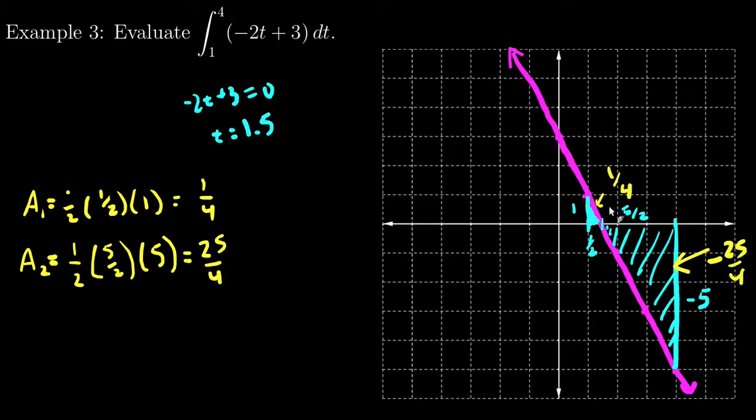And so to find the total signed area, I just add them up. 1/4 plus a negative 25 over 4, which is going to be negative 24 over 4, which is negative 6. Let me double check. Another way to see it is this can cancel out with that. And on this trapezoid, 1, 5, yeah, negative 6. Okay.